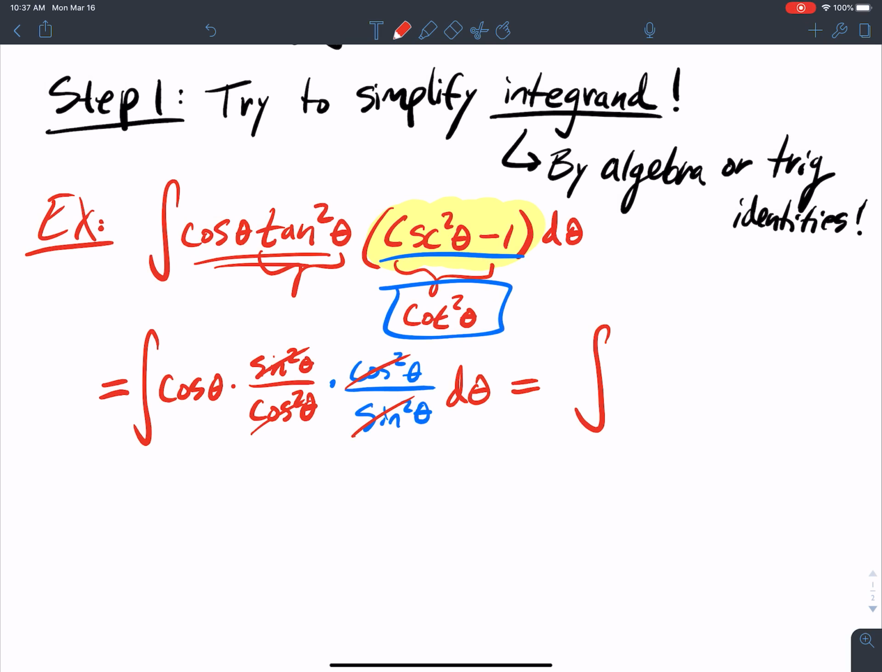Let's see. Looks like it's just cosine theta. Okay, so cosine theta. So that's pretty slick right there for us. Integral of cosine theta d theta is sine theta plus c. Sine theta plus c. No big deal there.